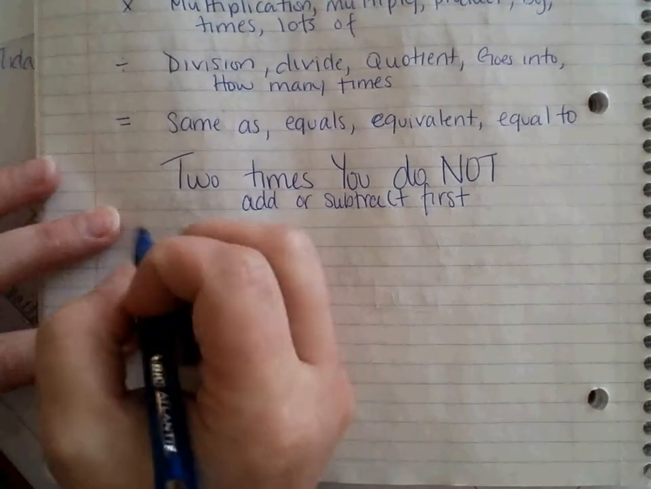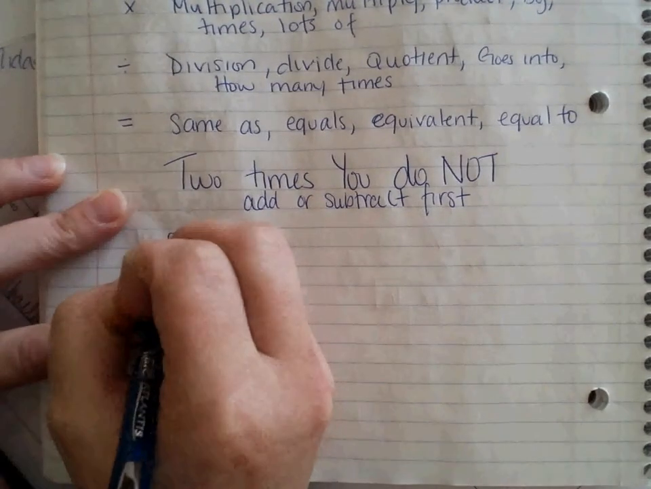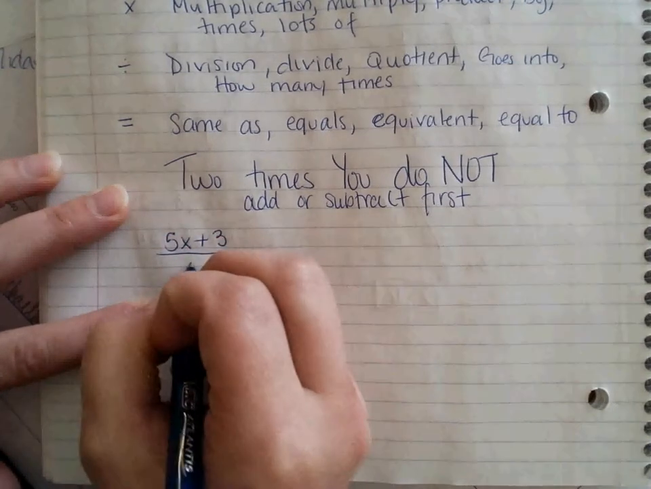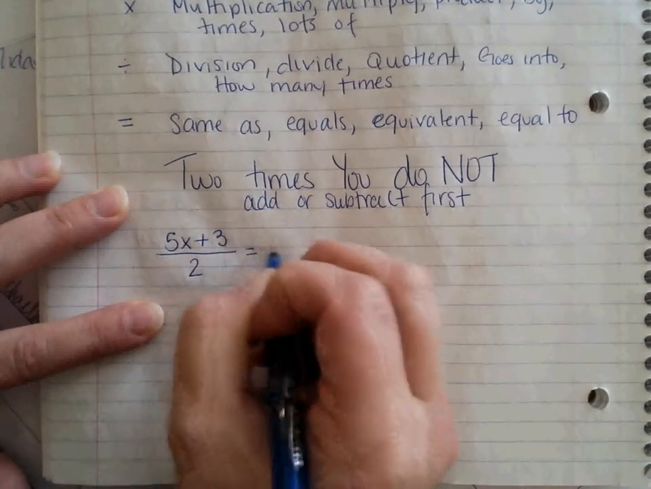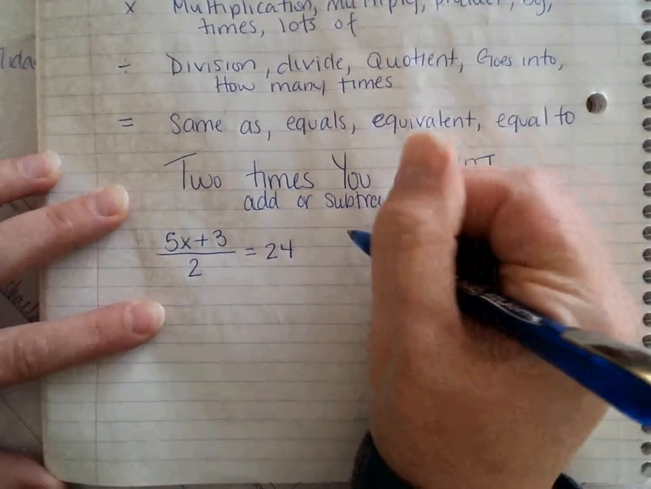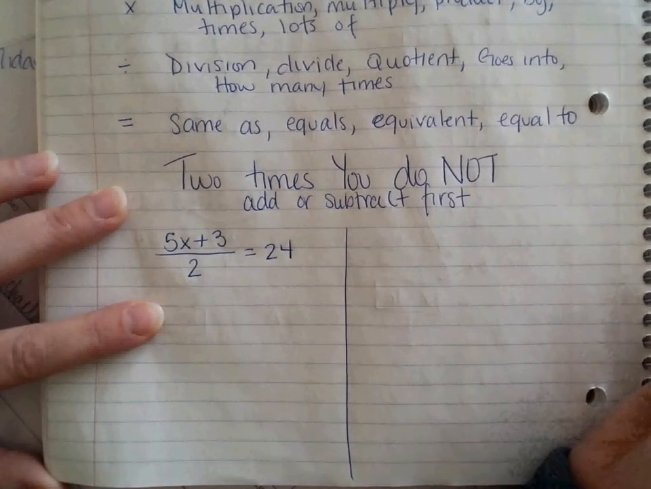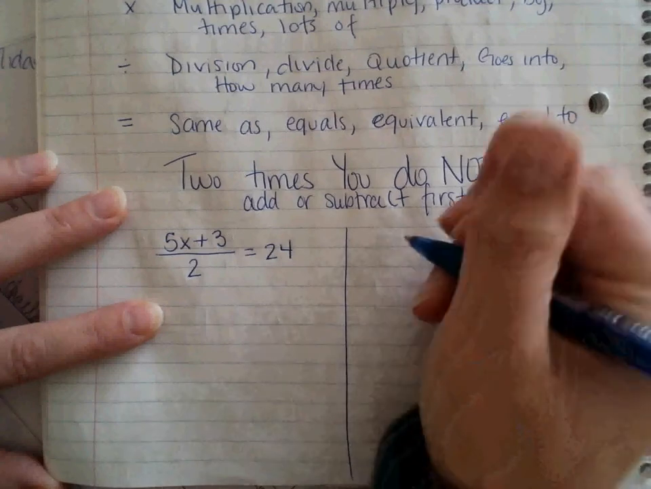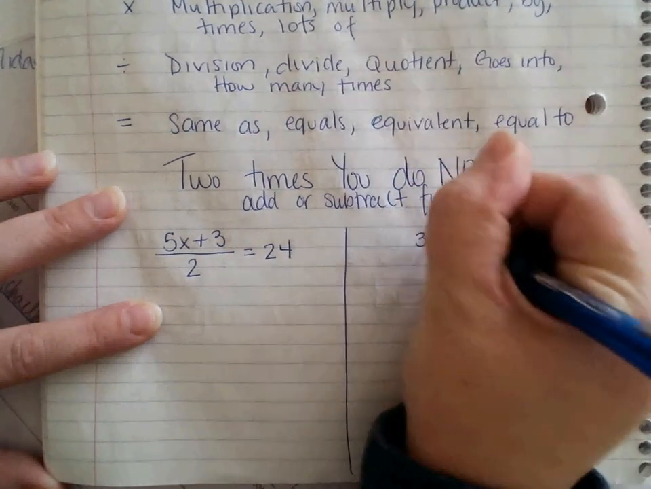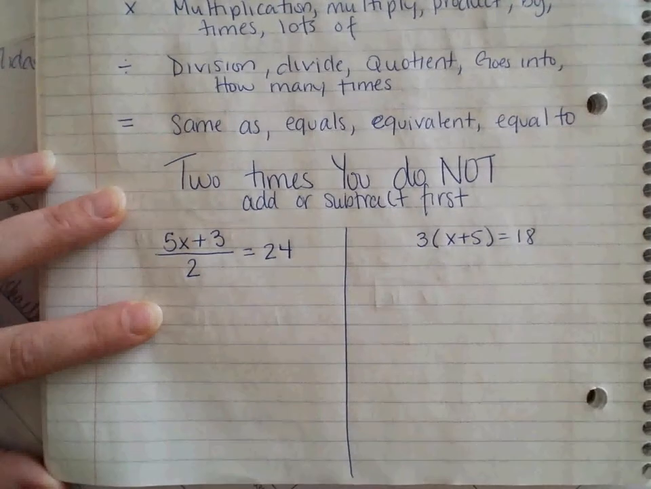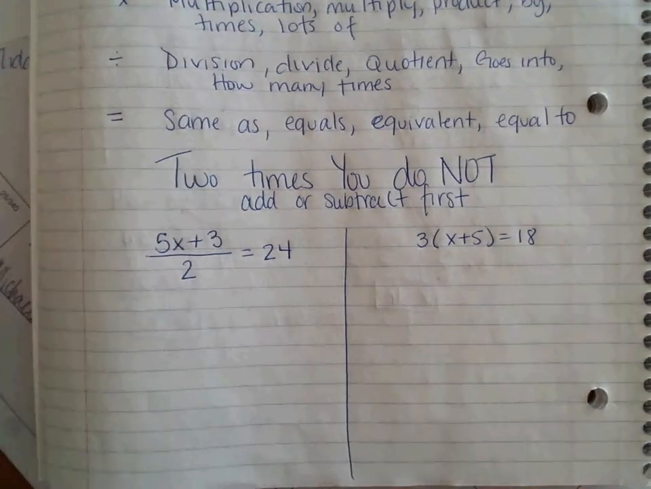And what they look like is division by everything is like 5x plus 3, where all of that is divided by, we'll say 2, equals 24. And then multiplication by everything is when we're kind of distributing, when we have that distribution going on. So we have something like 3(x plus 5) equals 18. We're going to start with our division first.